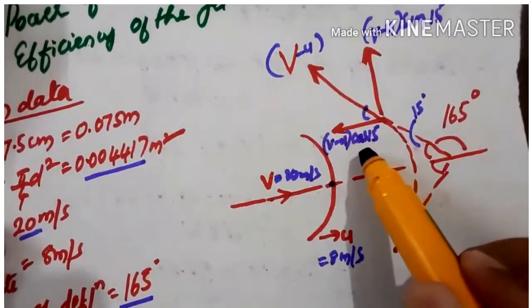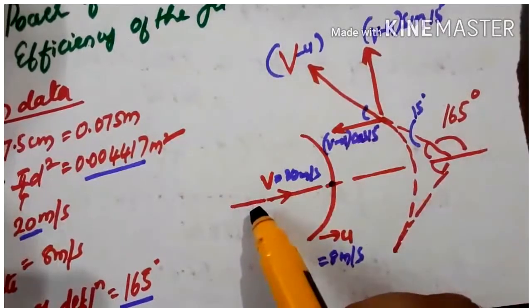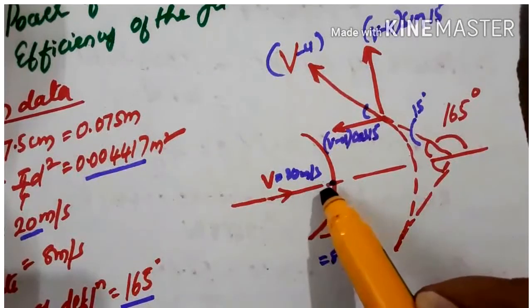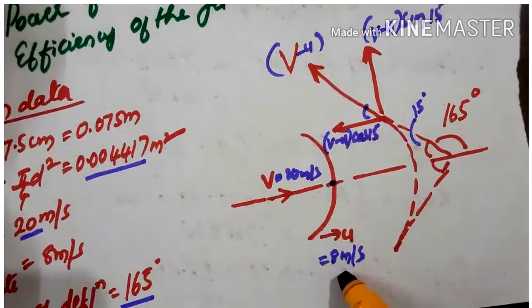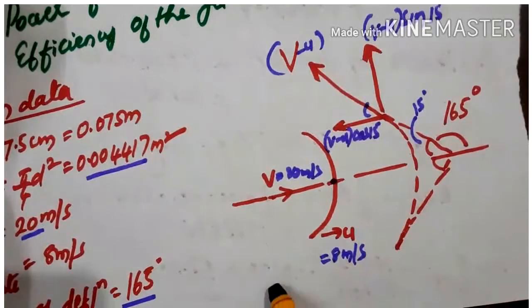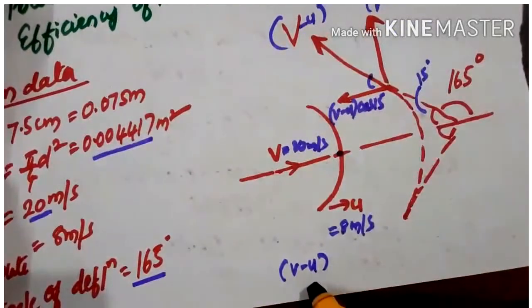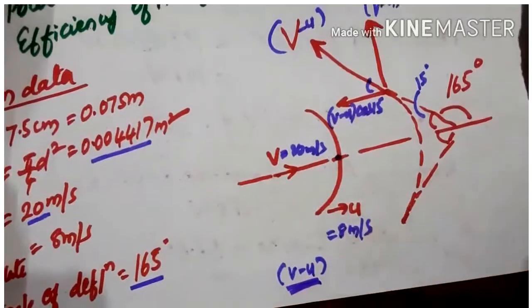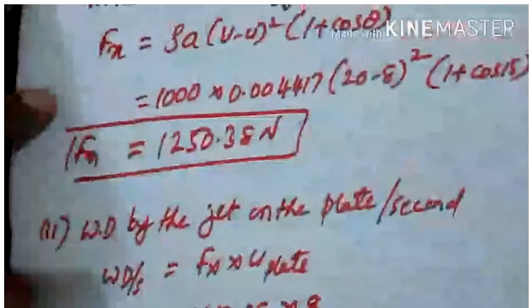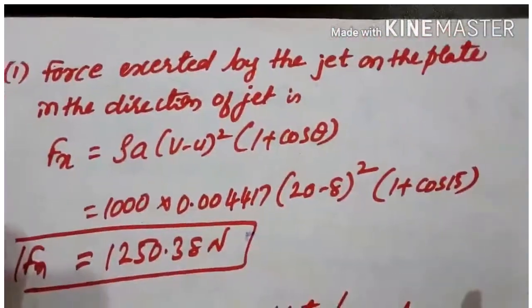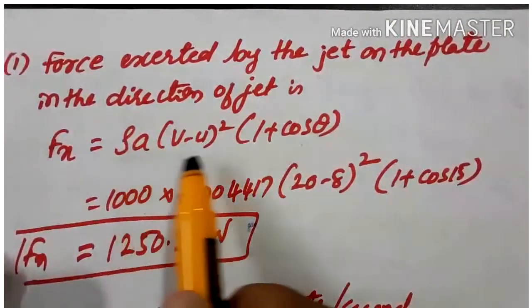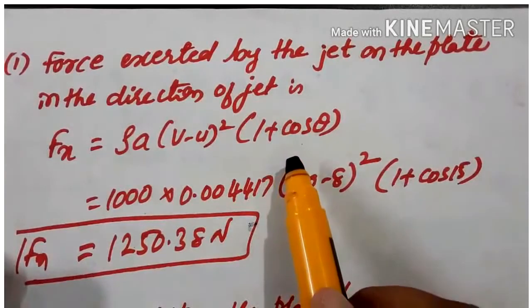Okay, I hope you understood this one. So the velocity of the jet is 20 meters per second. With this velocity it is striking, then the vane is moving at a velocity of 8 meters per second. Then the jet will be striking with relative velocity, that is with v minus u. Okay, then further, as usual you have to apply the impulse momentum equation, and we know the equation because this equation has already been derived for the moving case.